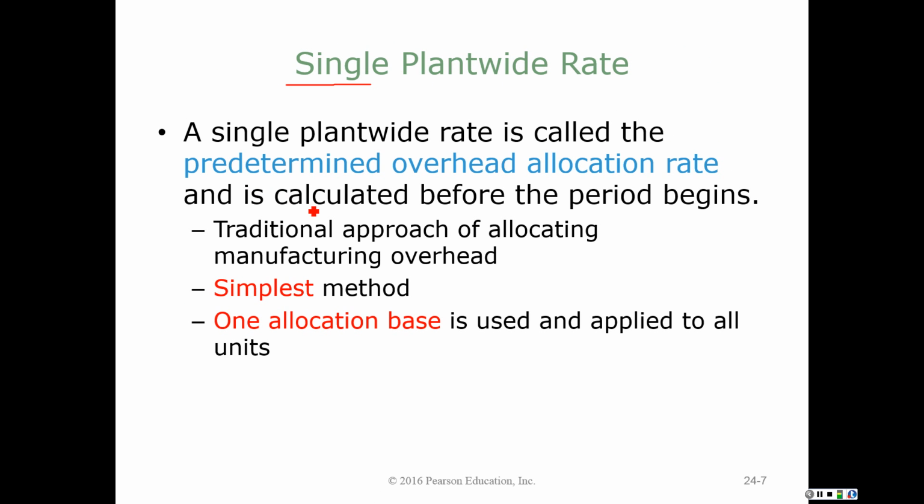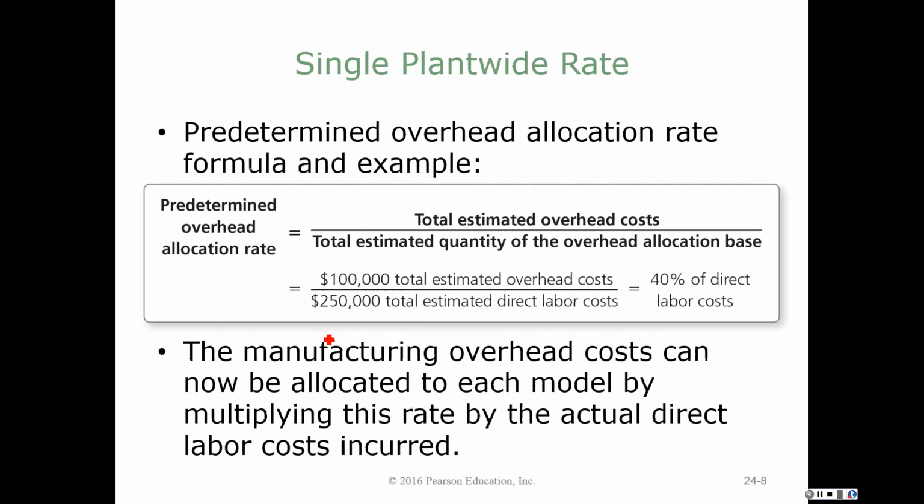And it's called the traditional approach of allocating manufacturing overhead. It's the simplest method that's out there. And as I said, we're using one allocation base. We're assuming that our manufacturing overhead is being driven by machine hours or direct labor hours or direct labor cost. And so regardless of the different departments that we have and the different products that we have, we're simply using that one driver to allocate our estimated overhead. And so this shouldn't be new to you.